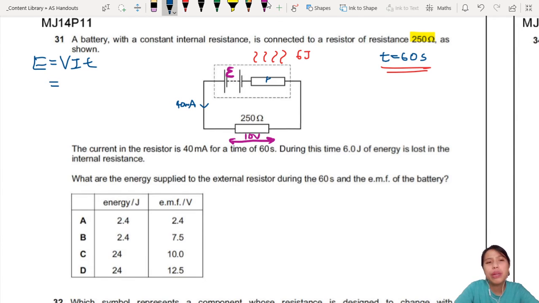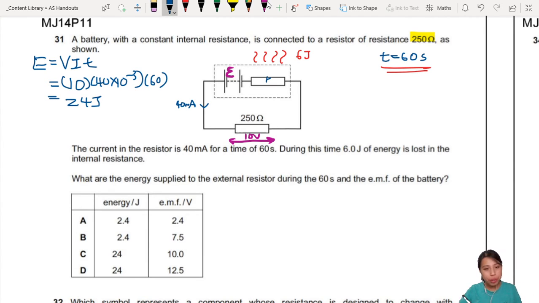Okay, this one actually, there's many ways to do it. This is just one of the ways. So 10 times 40 milliamps, milli, don't forget to convert that, and 60 seconds. So then you have 10, 40 times 10 to the negative 3, and 60. 24 joules of energy. Sure, that is correct.